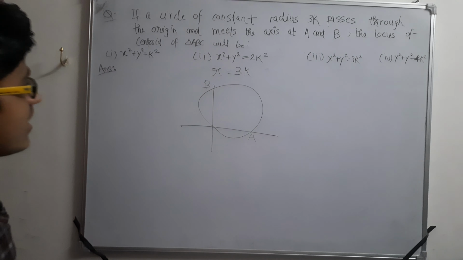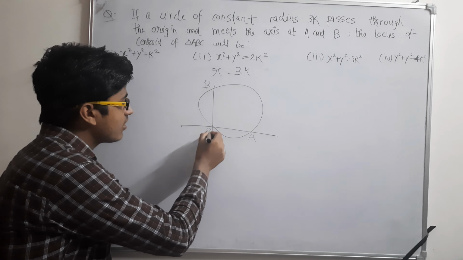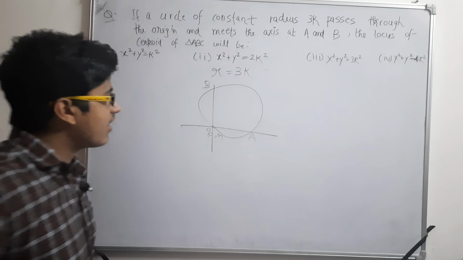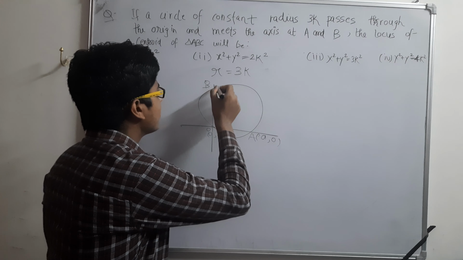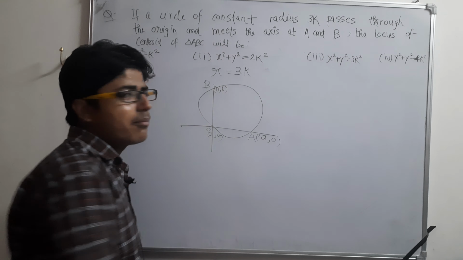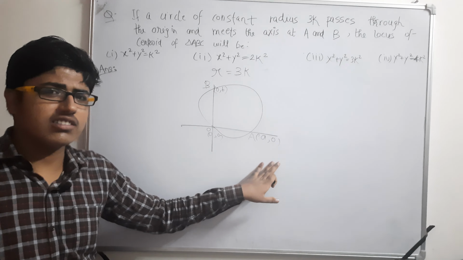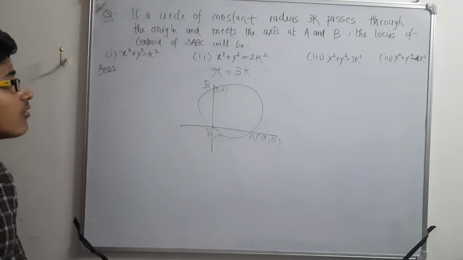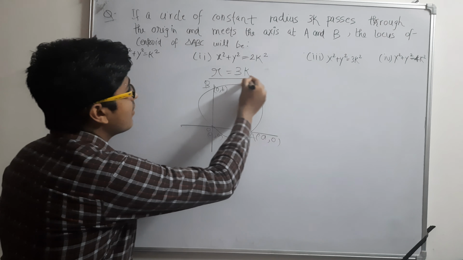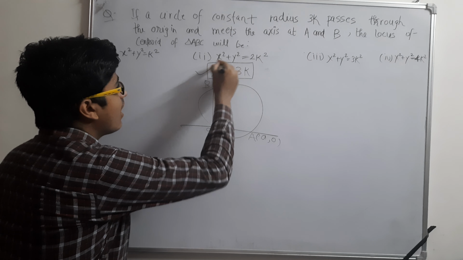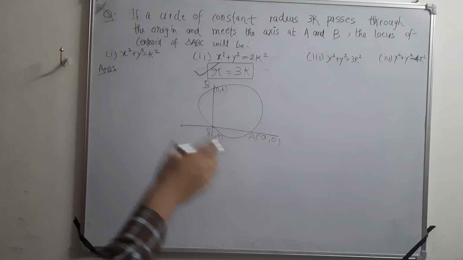The radius is 3k and this is O. This is (0, 0), and we can give these some names like (a, 0) and (0, b), because on the x-axis the y-coordinate is always 0 and vice versa for the y-axis. So the radius is 3k. We have to use this and we have to find the locus of the centroid.